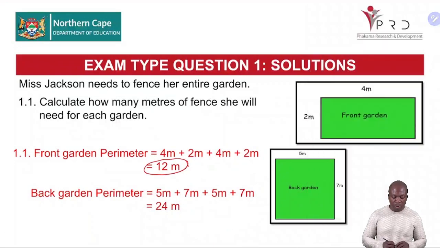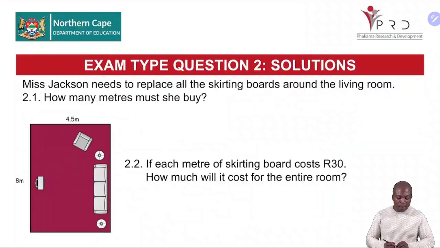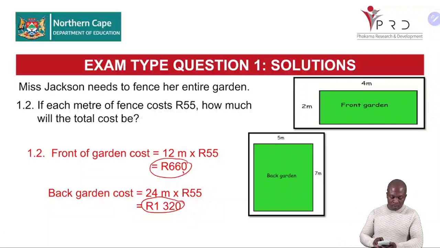Then let's go to the next point. We were looking for this. Can you see the first one was 660? The next one is 1,320. Let's go back. Here it says, if each meter of fence costs, how much will the total cost be? Since we know these two, we can add both of them to give us the same amount. So we have 660 plus 1,320, which still gives us the 1,980 that we got initially.